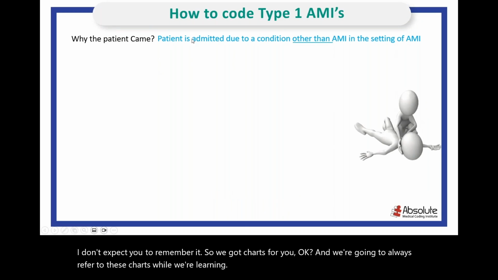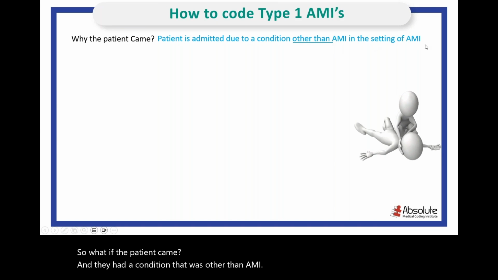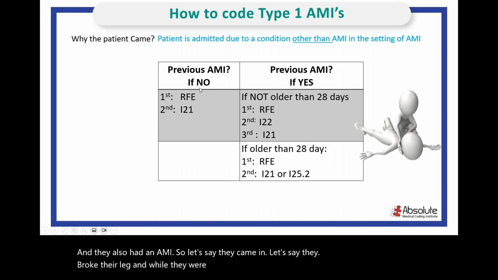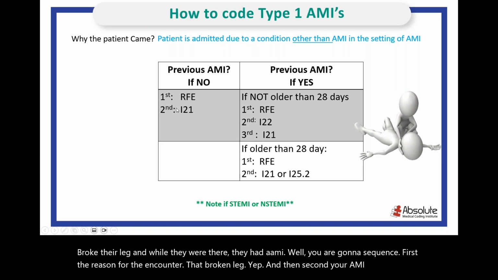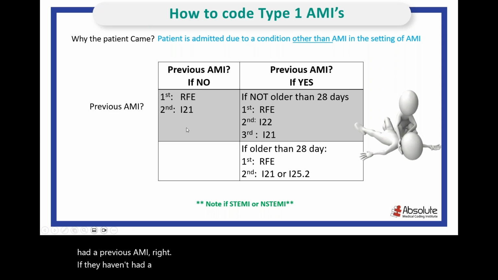So what if the patient came in with a condition other than AMI, and they also had an AMI? Let's say they broke their leg, and while they were there, they had an AMI. Well, you are going to sequence first the reason for the encounter, that broken leg. And then second, your AMI, if they haven't had a previous AMI. If they haven't had a previous AMI, that's how you would do it.